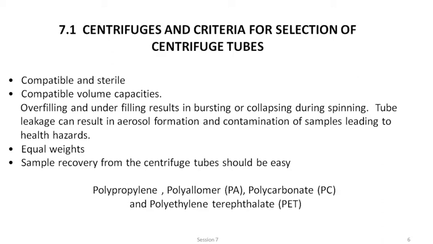While you select your centrifuge tubes, they have to be compatible and sterile. They should have compatible volume capacities. They should be of equal weights and sample recovery from the centrifuge tube should be easier. A few best examples of centrifuge tubes are tubes made from polypropylene, polyallomer, polycarbonate and polyethylene terephthalate, PETs. Okay, all these are usually sterile, compatible, they come in equal weights and sample recovery is slightly easier.